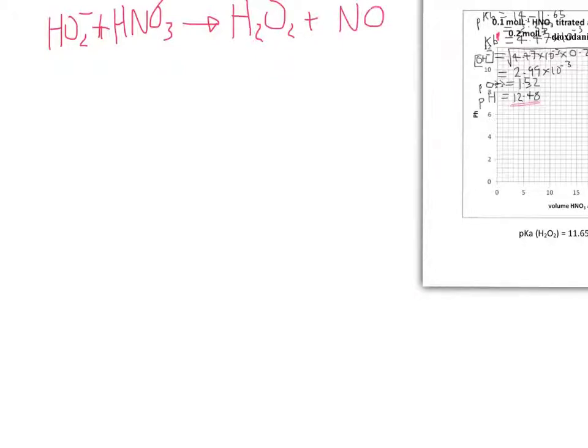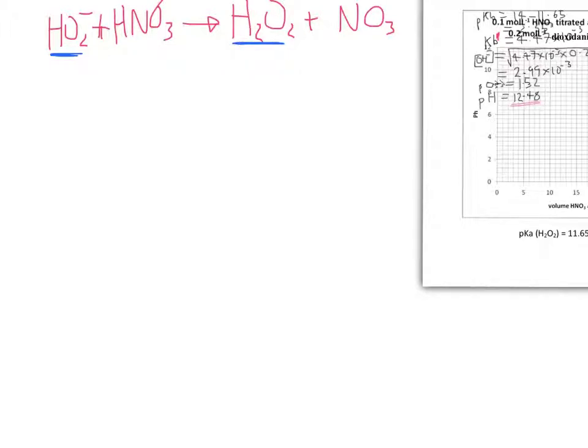What's happened is our weak base here has reacted with our nitric acid, HNO3, and it's produced the conjugate acid, weak acid, H2O2, plus the nitrate.